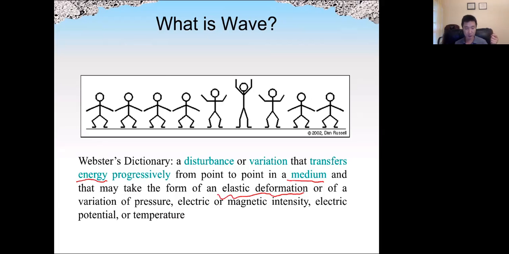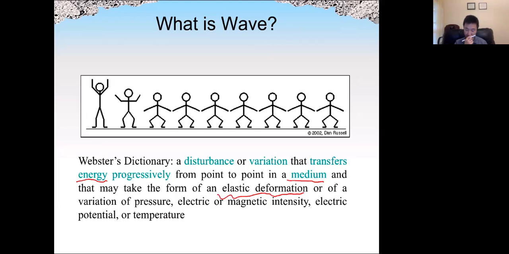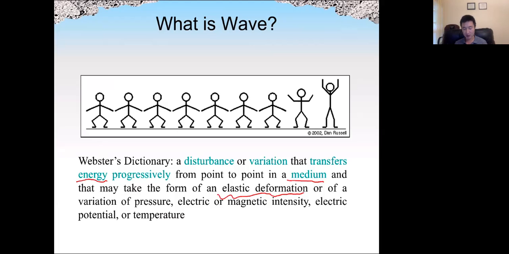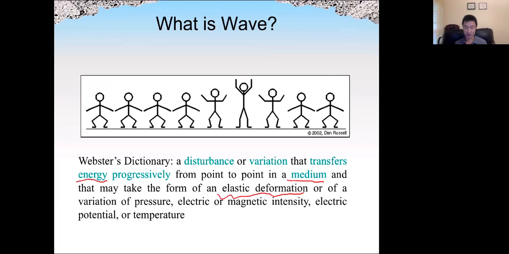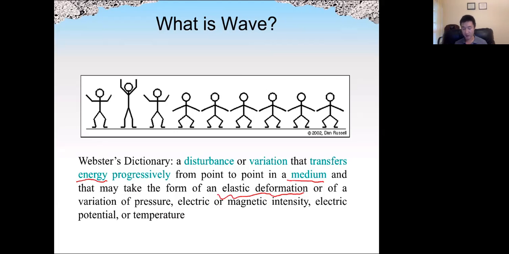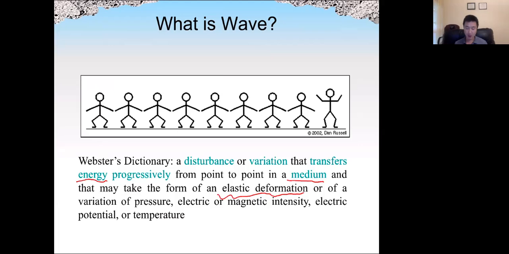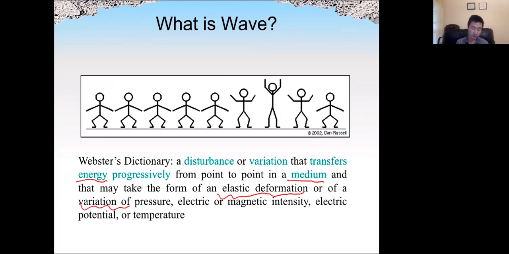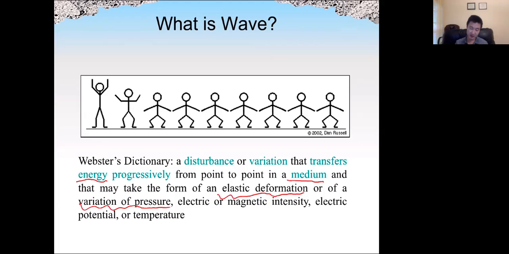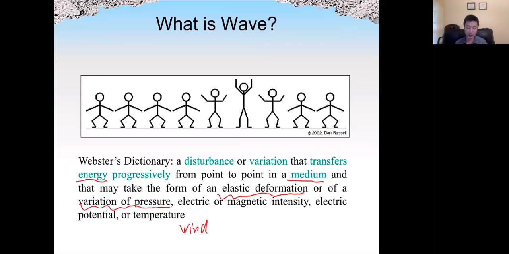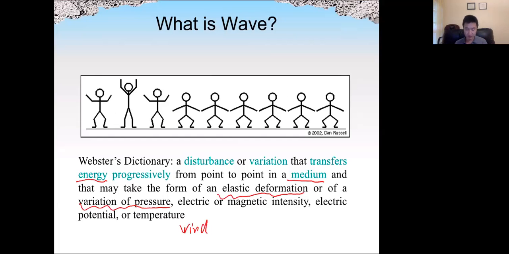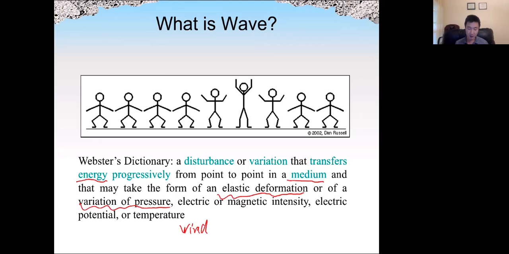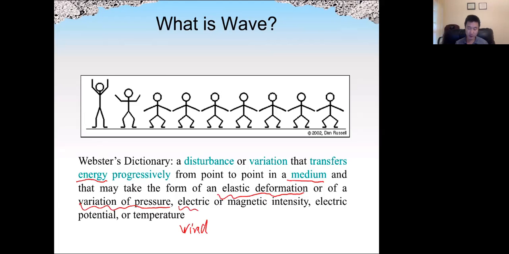If you use a hammer to pound the surface of the concrete, the hammer will transfer elastic deformation of the concrete as a form of wave. Or a variation of pressure. For example, wind. Wind is the result of pressure gradient in different locations of the air. And also it could be in the form of electric or magnetic intensity.